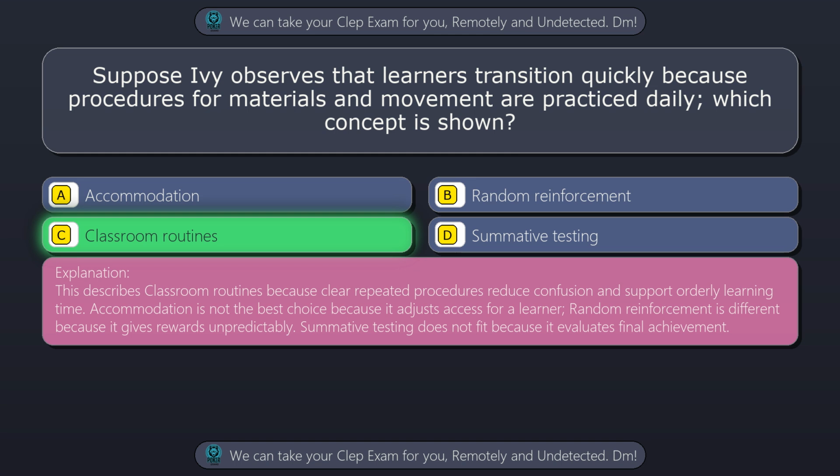Accommodation is not the best choice because it adjusts access for a learner. Random reinforcement is different because it gives rewards unpredictably. Summative testing does not fit because it evaluates final achievement.